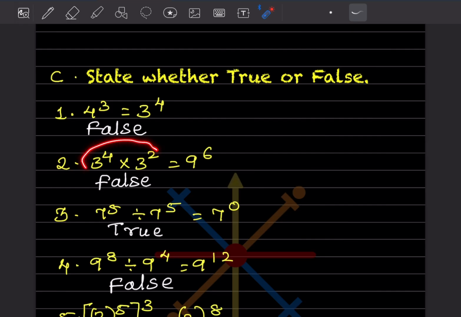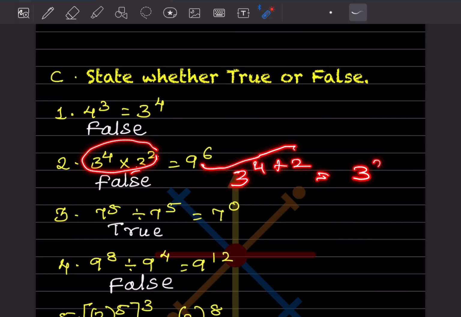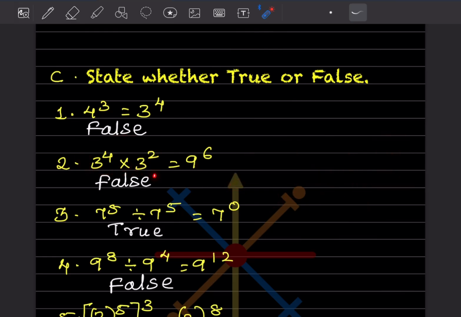Same thing you can see for this one. This is multiplication, means 3 raised to 4 plus 2 is equal to, for this one we can write 9 as 3 raised to 2, and this is 16. So 3 raised to 6 is equal to 3 raised to 12, which is also not true. So that is false.